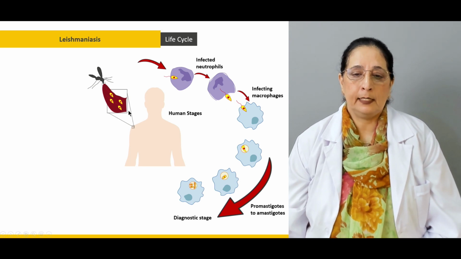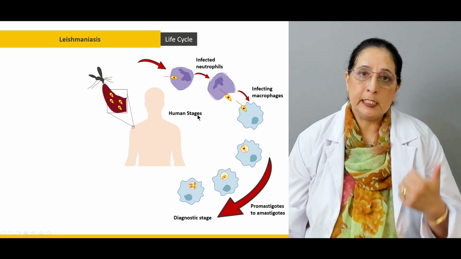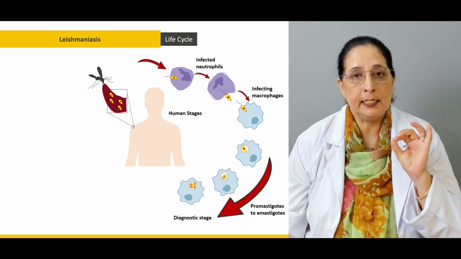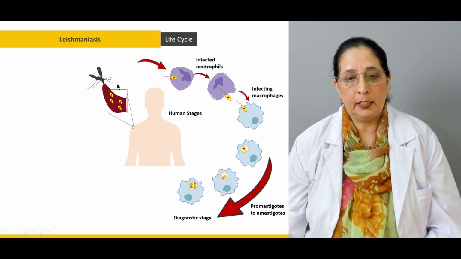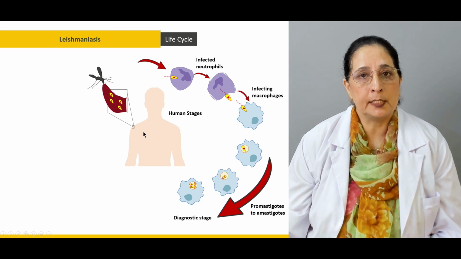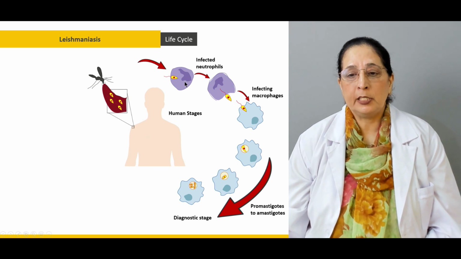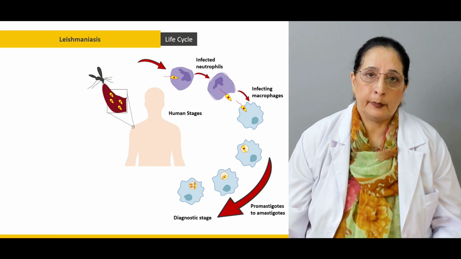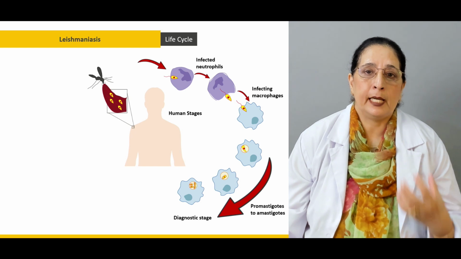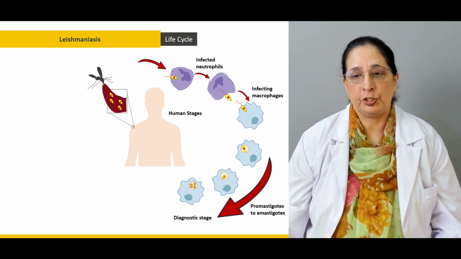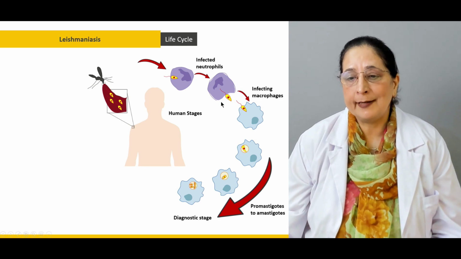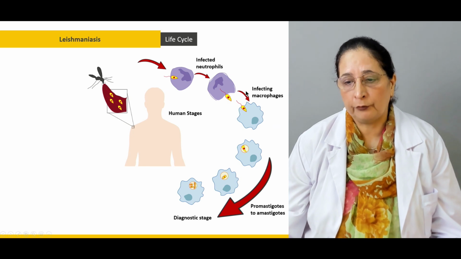The entire life cycle has a human stage, which begins with the bite of the sandfly that injects the promastigote. These are the promastigotes that enter the human body with the bite of the sandfly. This promastigote enters the neutrophils. Neutrophils are the white blood cells which can fight infections. From these infected neutrophils, the promastigotes are released and they attack the macrophages.